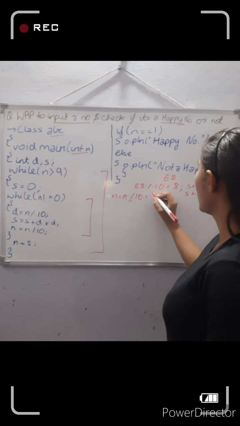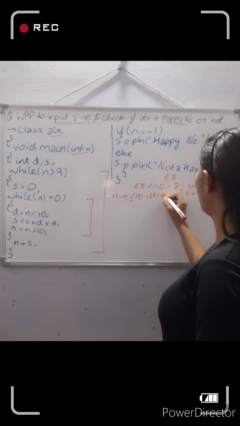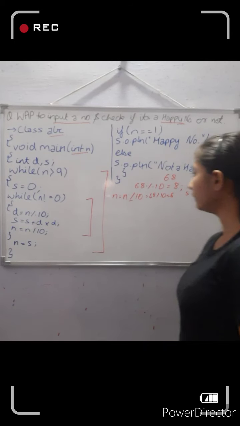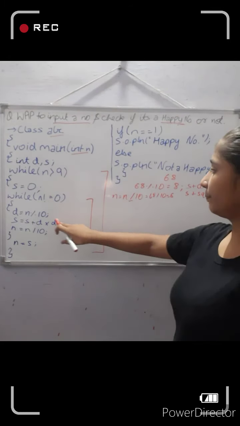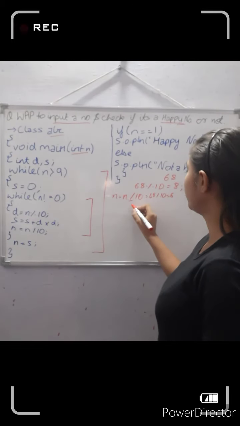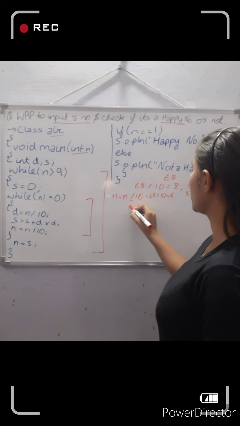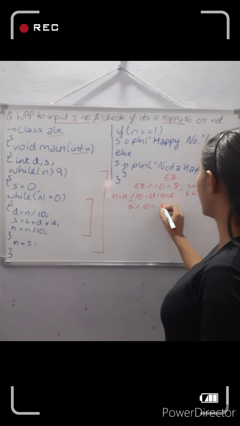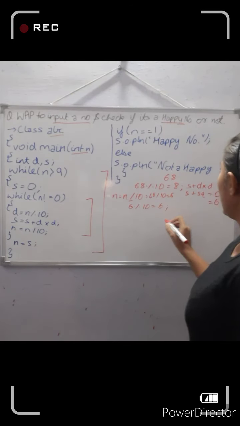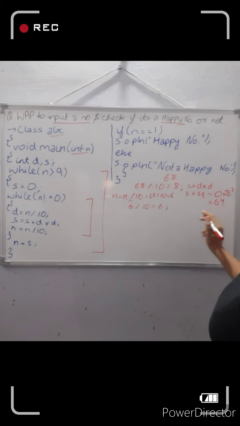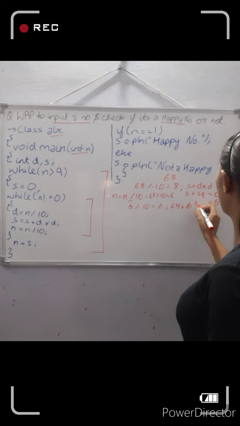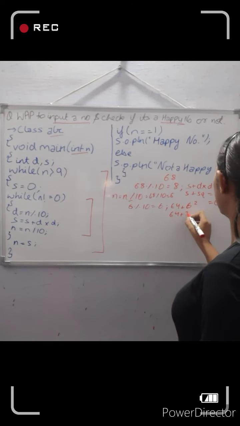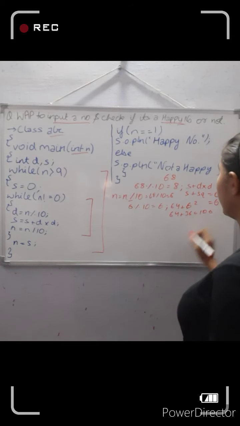So it will be 68 divided by 10, 6. Okay, 10 sixes are 60 and the remainder will be 8. So the quotient will be 6. Now the value of n is 6. d is equal to n modulus 10. So 6 modulus 10, we are going to get the remainder 6. Then s is equal to s plus d into d. So s was 64 plus d into d, square of 6. So 64 plus 36 is equal to 100.